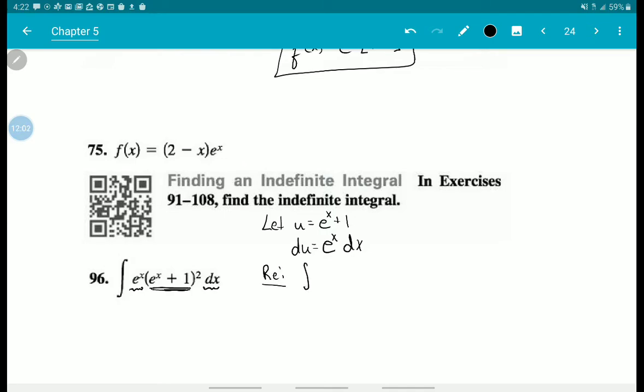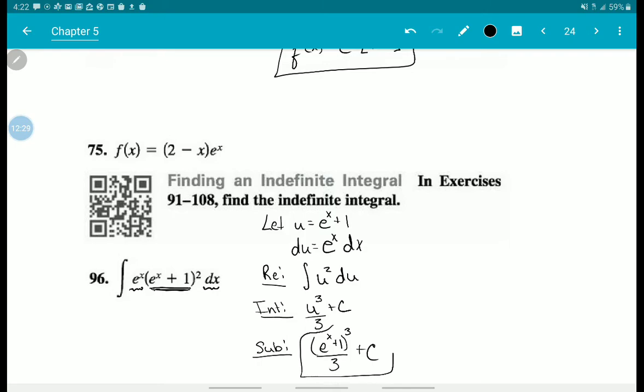we're going to have u squared times du. We can integrate. That's going to give us u cubed over 3 plus c. And then if we sub back in, we're going to have e to the x plus 1 cubed over 3 plus c. So there's our final answer. So we're going to start combining lots of rules, those exponential rules, those logarithmic rules, and the reverse chain rule, all into one problem.